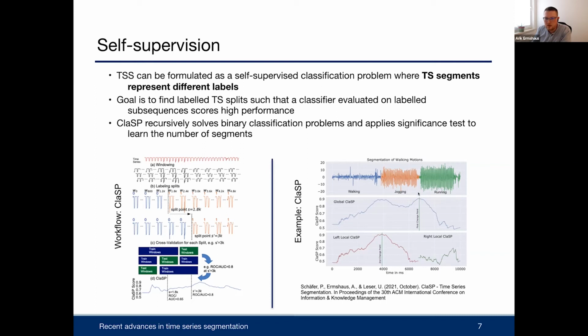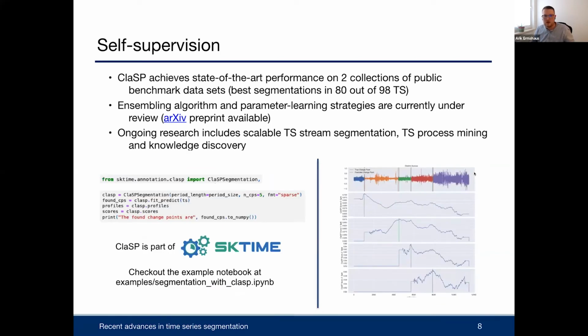The highest global maximum can be extracted, and you can, like BinSeg does, do this recursively: calculate this profile again for the first part and also for the second part, and then find the second, third and fourth change point. So this is the main idea of the ClaSP algorithm. We tested this on two benchmark datasets that I will talk about in a minute, and it reaches good accuracy and state-of-the-art performance compared with the other algorithms. And it is also part of sktime.